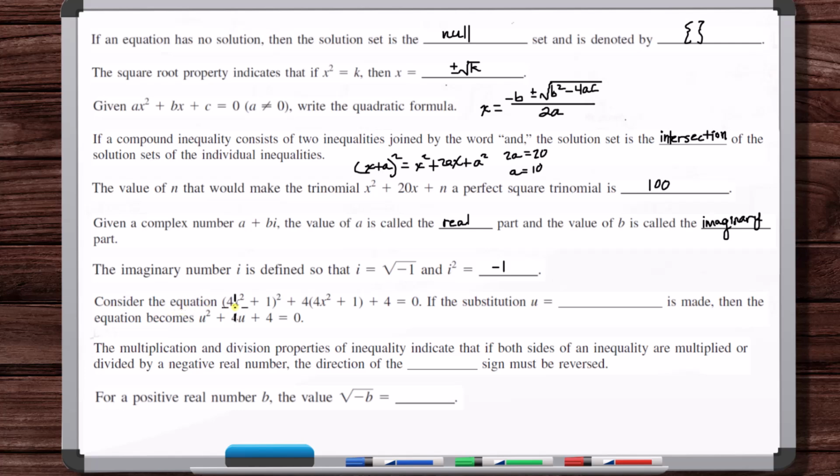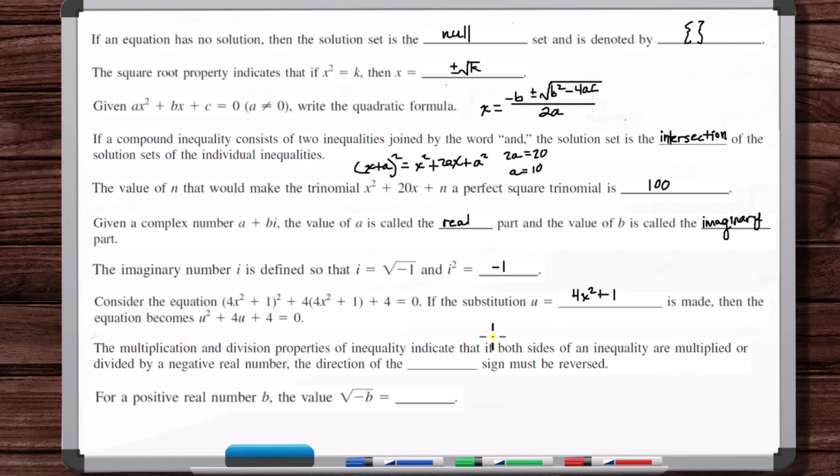Consider the equation (4x squared plus 1) squared plus 4 times (4x squared plus 1) plus 4 is equal to 0. If the substitution of u is equal to what is made, then the equation becomes u squared plus 4u plus 4. So if you say u is equal to 4x squared plus 1, then you turn that into a quadratic equation.